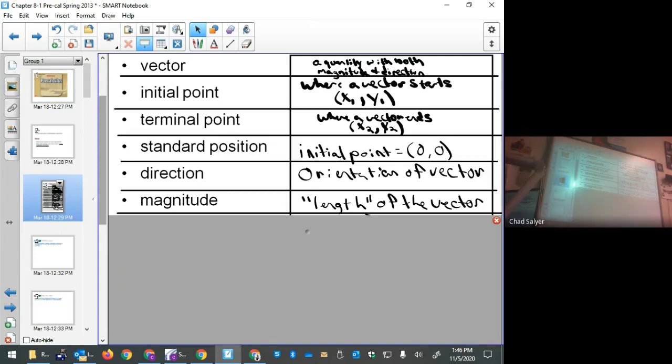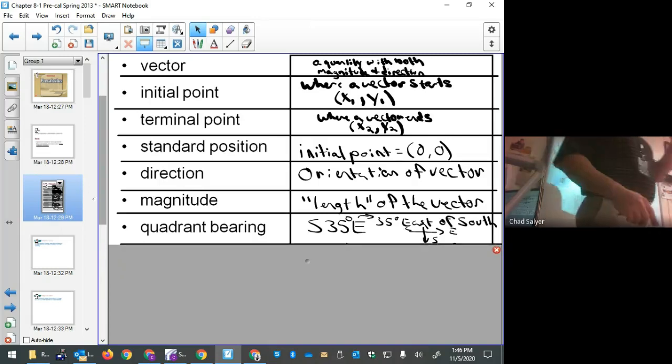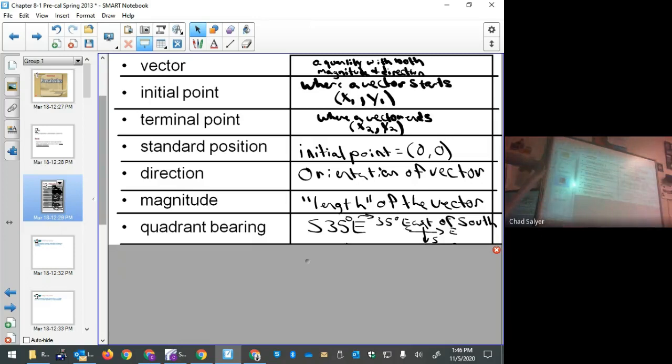That is referred to as the vector's magnitude. Now, quadrant bearing. When we talk about direction in this class, in every case so far, we've talked about angles as being counterclockwise to the horizontal. So the positive x-axis is 0 degrees, or 0 radians, and then we rotate counterclockwise. That's the way we've talked about direction exclusively in this class.